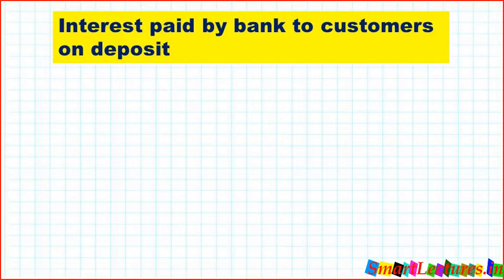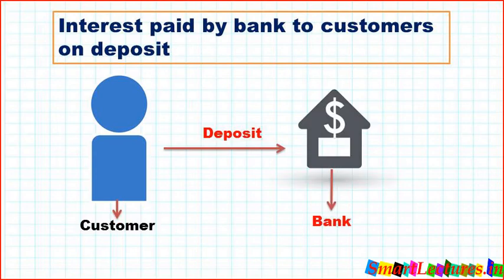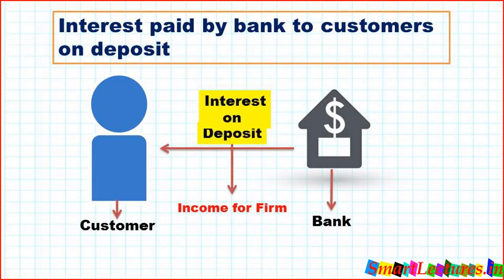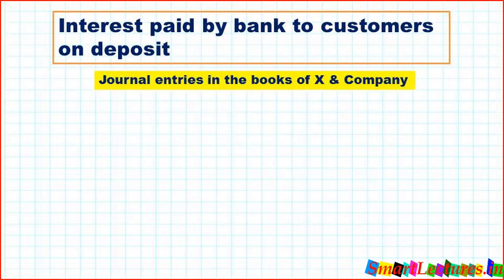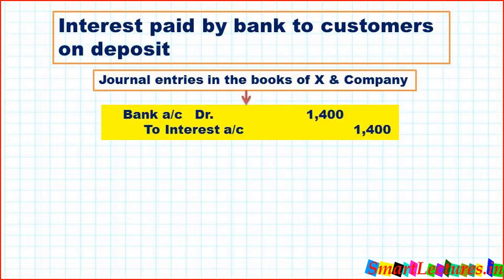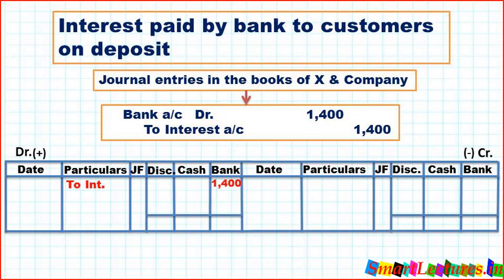Number 5. Interest paid by bank to customers on deposit. You know, if there is deposit by the customer in the bank, bank usually pays interest on the deposit, and it is an income for the firm but expense for the bank. And this money is not paid cash to the customer. This money is deposited in the account of customer. So in the books of X and company, the journal entry will be bank account debit to interest 1400, and in the cash book on debit side to interest 1400.